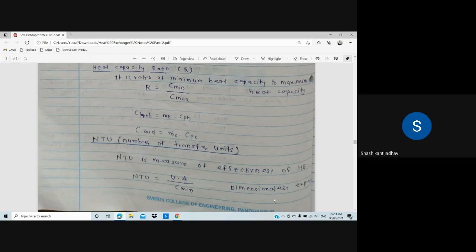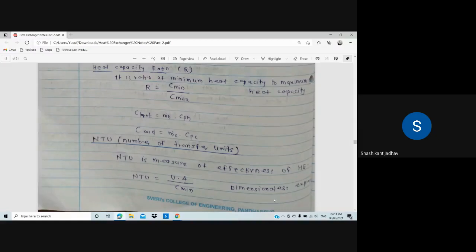Okay, then write down next point, NTU in bracket number of transfer units. NTU म्हणजे काय असणार आहे? Number of transfer units. What is the use of this method? NTU is a measure of effectiveness of heat exchanger. And what is the formula? By using that we have to calculate the NTU.